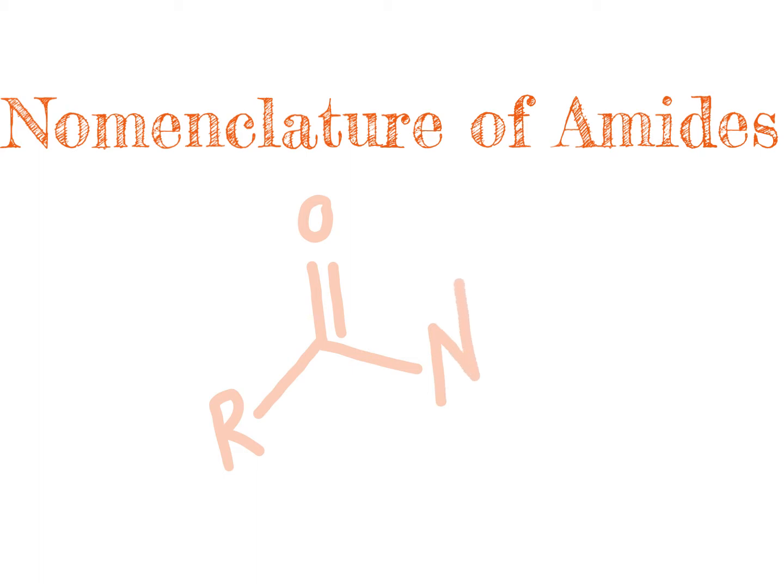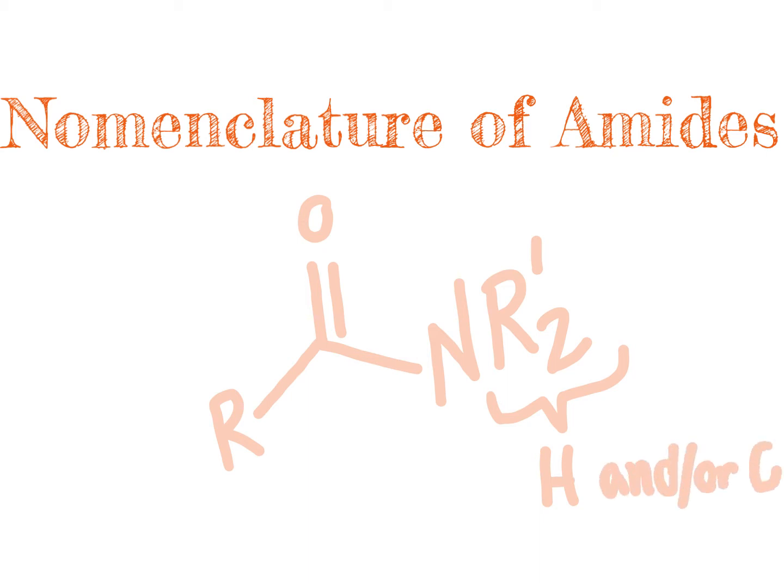If it's directly bonded to a nitrogen, it's going to be referred to as an amide group, as long as that nitrogen is directly bonded to a couple of R groups here, where I'll call these R prime, and these can be hydrogen atoms and/or carbon atoms there. So these are going to be our amide functional groups, and the focus of this video is how we go about naming structures that have amide functional groups present in them. So let's take a closer look at this.